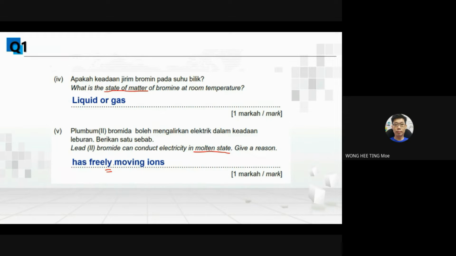Remember this: bergerak bebas. Because free in BM has a meaning like percuma, right? But in the real answer, what we want to mention is bebas bergerak, bukan percuma. So freely moving ions. Everybody take note on this. Okay, very good.